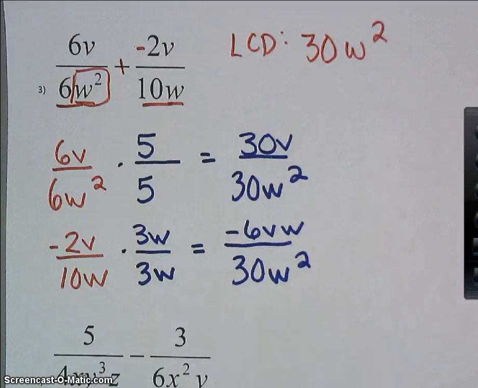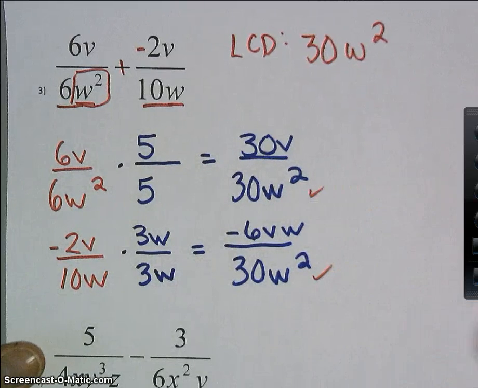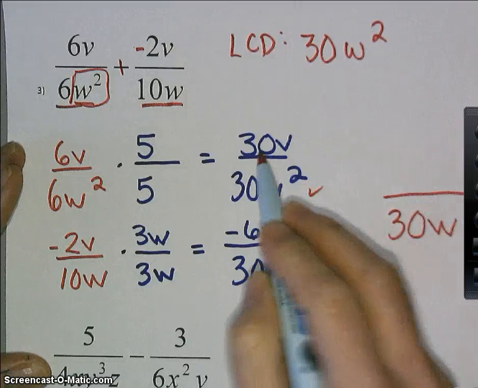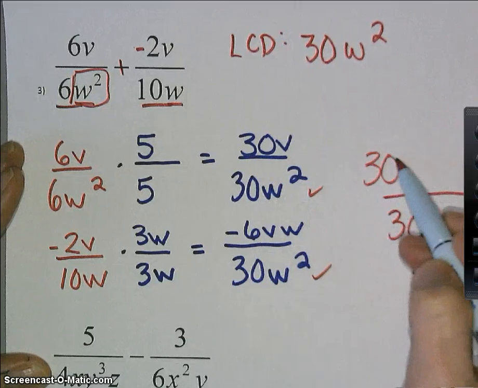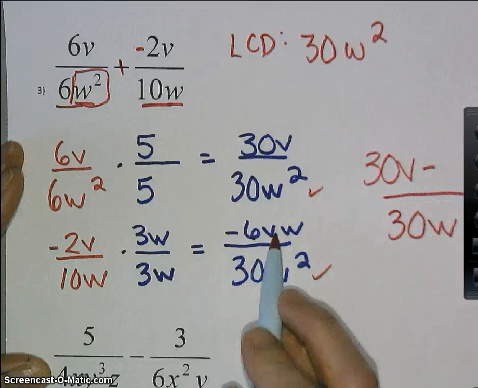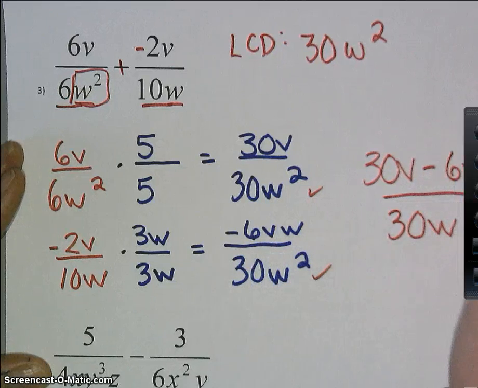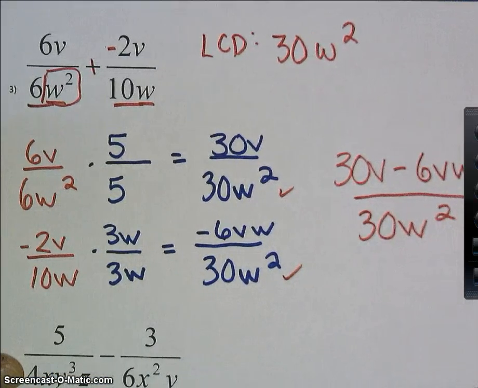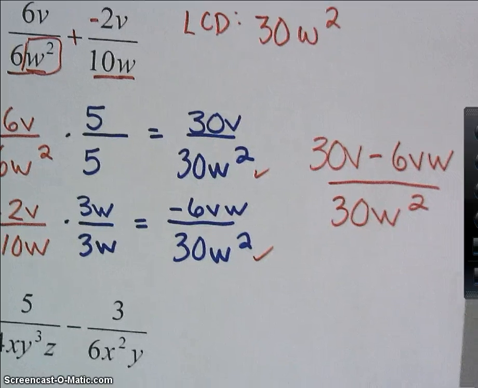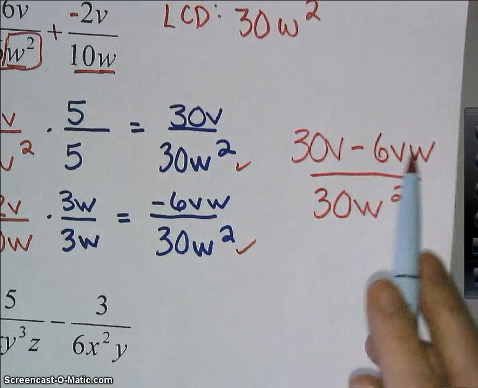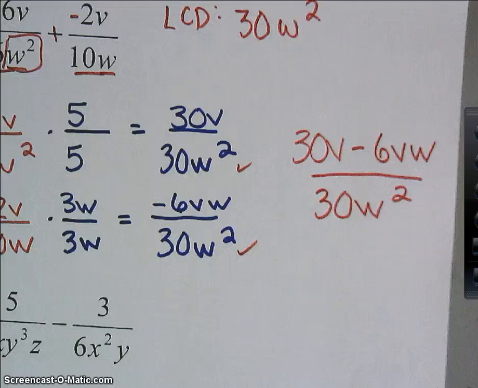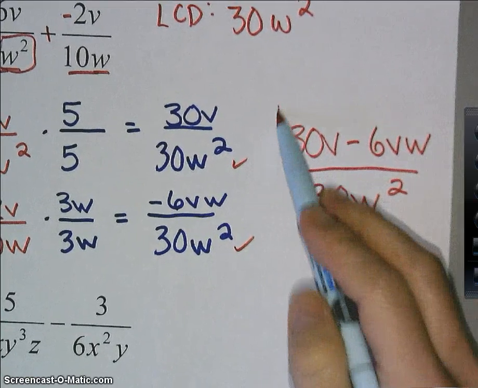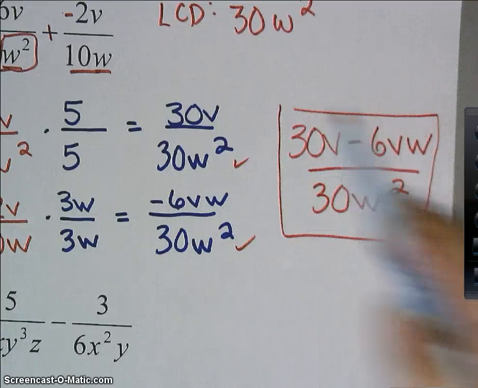Now going back, I have the same denominator, so I can combine my numerators now. And I have 30v minus 6vw. And it's minus because my original problem was a subtraction sign. So I have 30v minus 6vw all over 30w squared. Once again, that can be simplified a little bit further, but for our purposes, we are done at that point.